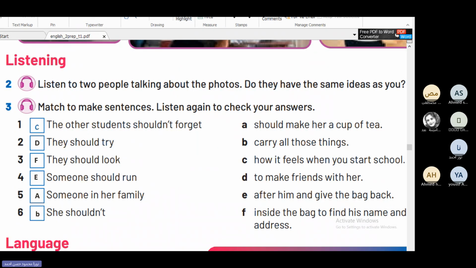Now let's listen to the people talking about the previous photos I showed you. Okay. Do they have the same ideas as we discussed? Okay. Let's listen and see.